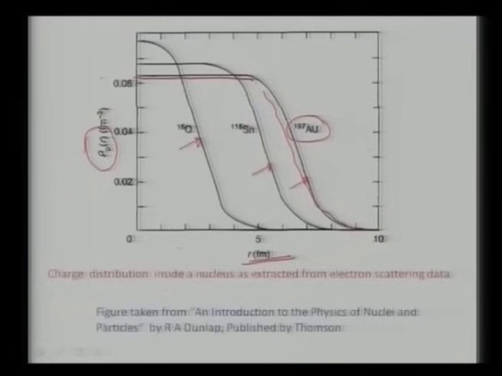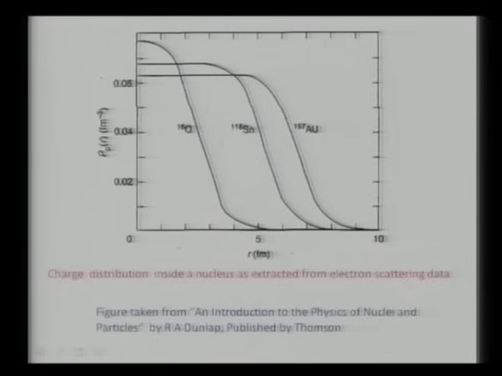Similarly, for tin 118, you can see a graph here; from the center it is constant up to some distance, and then it starts falling and goes like this. Similarly, for oxygen 16, it goes like this, and then it falls. So, what do you see from these figures? From these figures you can see that the nuclear charge density or proton density is constant from the center of the nucleus up to some point, and then it decreases.